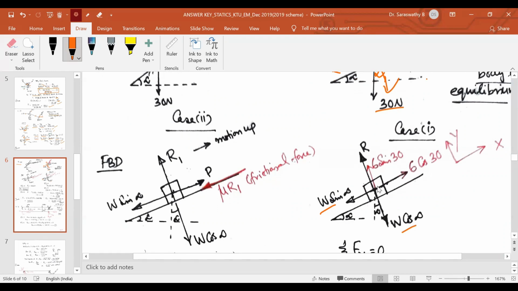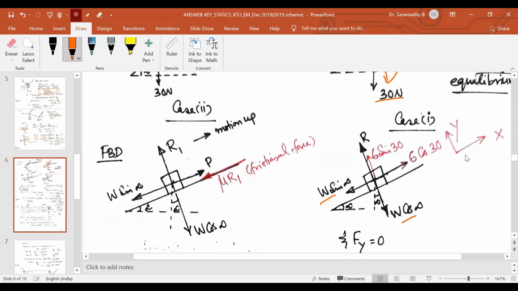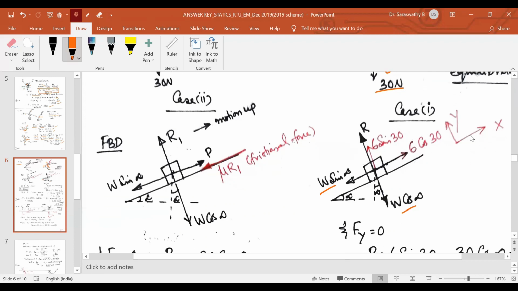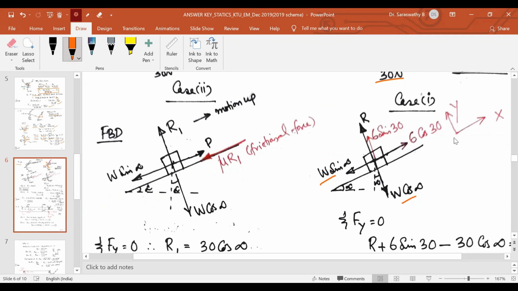If force 6 is applied, inclined, on resolving it, this will be 6 cos 30 and the other one will be 6 sin 30. So this is the free body diagram for the first case. I'll consider along the plane as x-axis and normal to the plane as y-axis, because almost all the forces are acting along and perpendicular to it. So we'll resolve it, consider the x-axis along the plane and y-axis normal to the inclined plane.